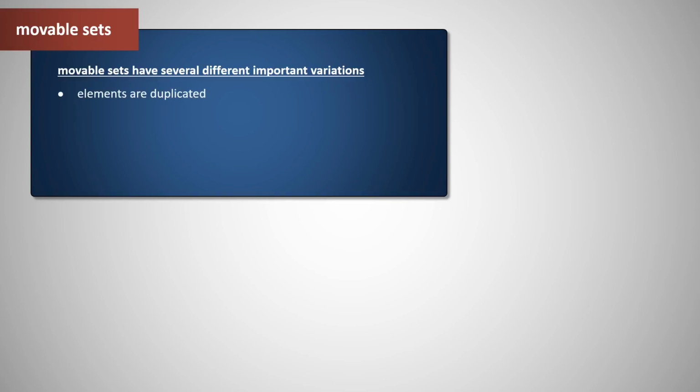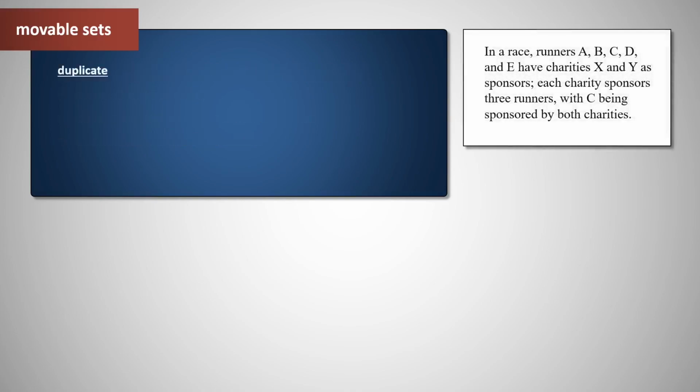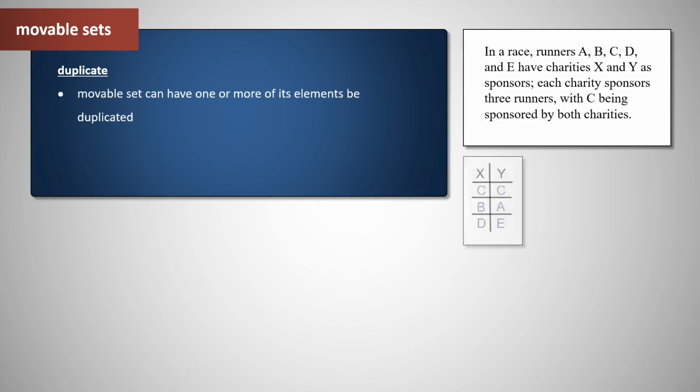So you can have elements that are duplicated. You can have elements that are created from combination sets, and you can have a movable set that is divided into subsets. Okay, so let's take a look at this game here. So, dealing with duplicates. The game says that in a race, runners A, B, C, D, and E have charities X and Y as sponsors, and each charity sponsors 3 runners, with C being sponsored by both charities. Well, so what we see here is that a movable set can have one or more of its elements be duplicated. And we see the diagram down here.